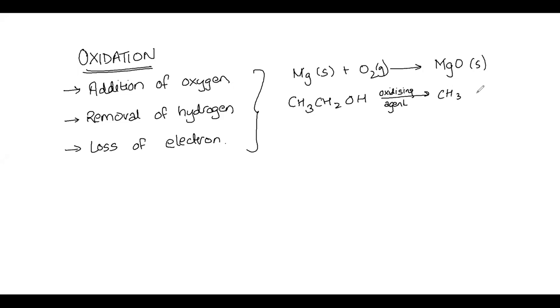Okay, so this is ethanol, which is converted to ethanal. Clearly here we had 3 plus 2 plus 1, 6 hydrogens, but over here we only have 4 hydrogens. So clearly there is removal of hydrogen, and therefore this is known as oxidation. Now coming on to the third, that is loss of electrons.